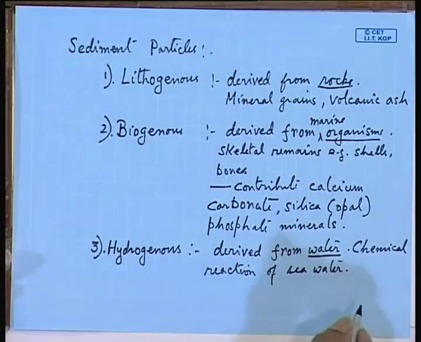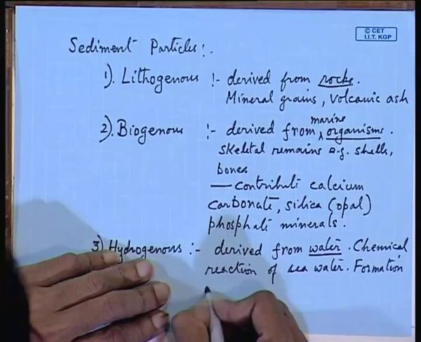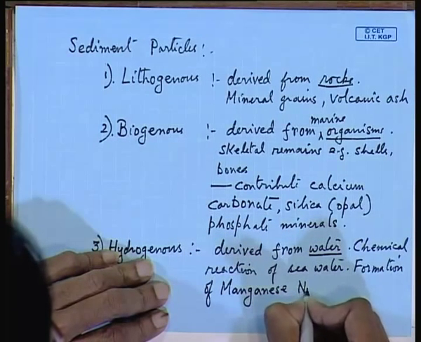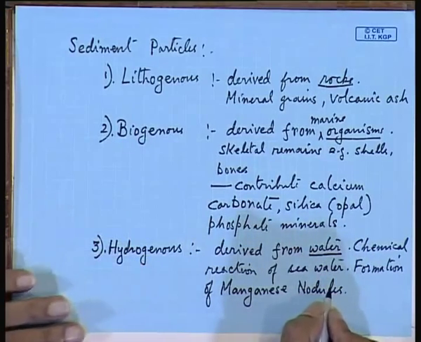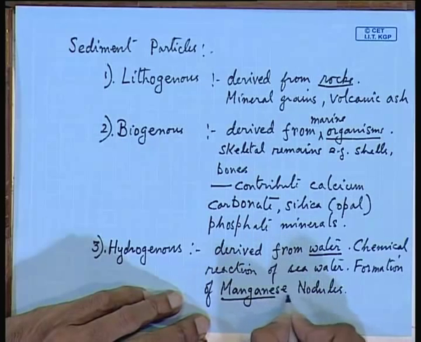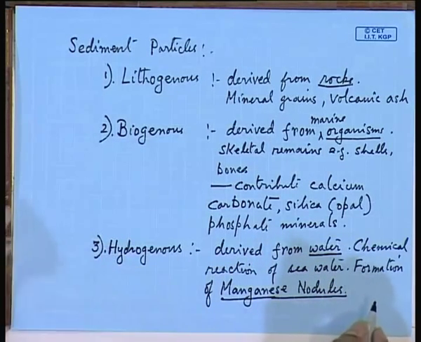Now, the main physical component of seawater is what? Salt. So, ions will be present which will aid chemical reaction. As a result of this, over a large period, you have formation of manganese nodules. They are rich in iron, cobalt, nickel and manganese. So, these manganese nodules are found because of the chemical reaction of seawater. So, these are hydrogenous sediments. Mostly, these manganese nodules you will find in the Pacific Ocean.